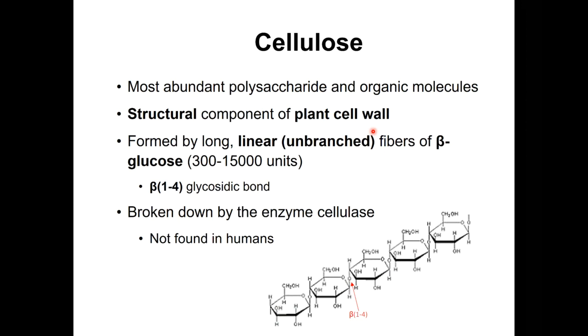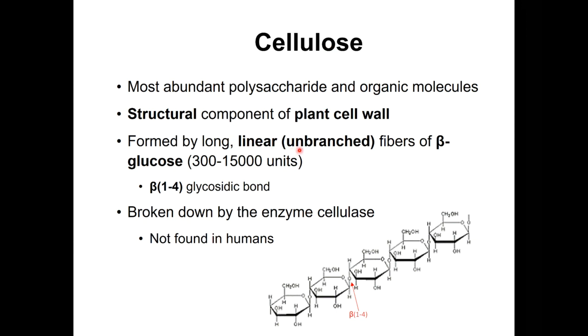The third polysaccharide we talk about here is cellulose. This is a structural component that is found in the plant cell wall, so it makes the cell wall of plants extremely, extremely strong. This is the most abundant polysaccharide found on Earth. With all the plants that you have, you can easily imagine why.